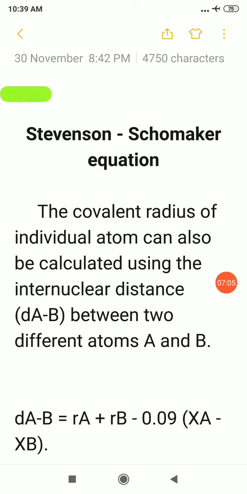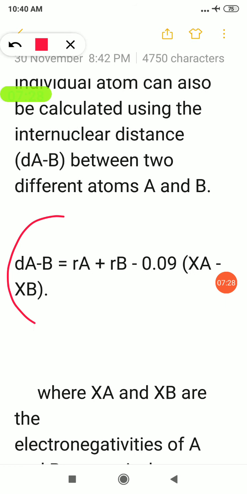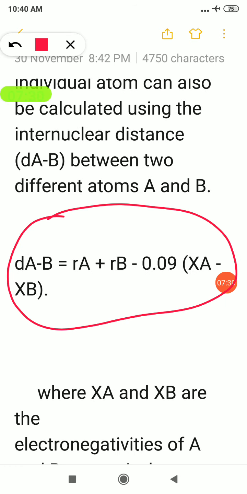Okay, the covalent radius of an individual atom can also be calculated using the internuclear distance between two different atoms. In a molecule, if the bonded atoms are different, like HCl, HBr or HI, in such cases, in order to measure the radii of an individual atom, we use the equation called the Stevenson-Schomaker equation. Okay, this is the Stevenson-Schomaker equation, DAB.